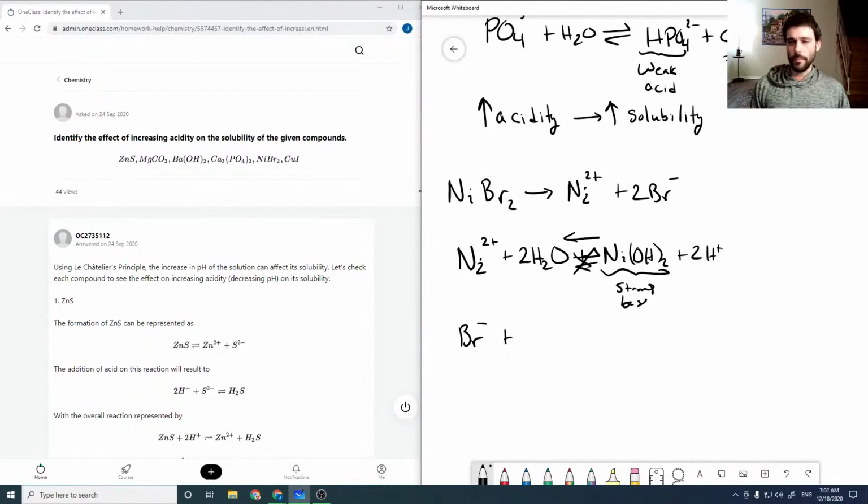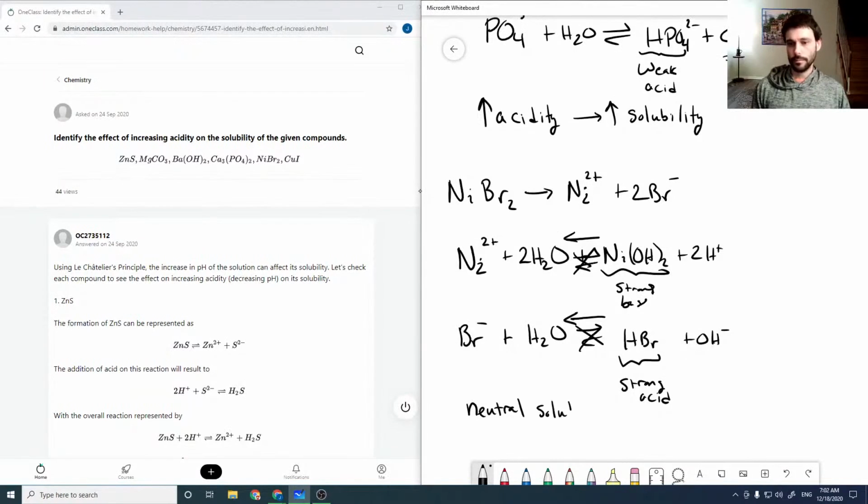And then if we combine Br minus with water, then we get HBr plus OH minus. And in this case, this is a strong acid, meaning it doesn't go that way. And so everything just stays in solution here. And so this is actually a neutral solution, as both species are either the conjugate acid or conjugate base of a strong base or a strong acid.